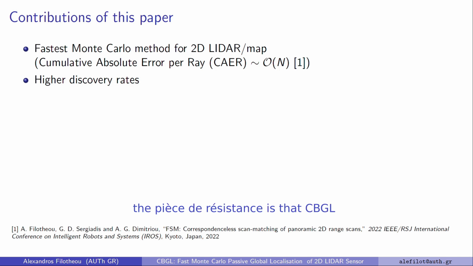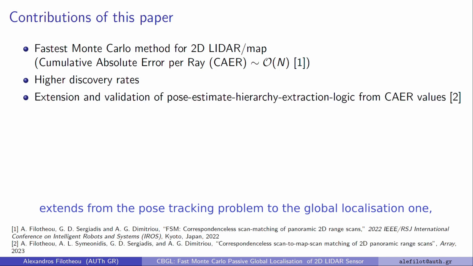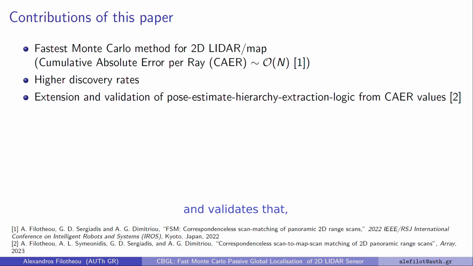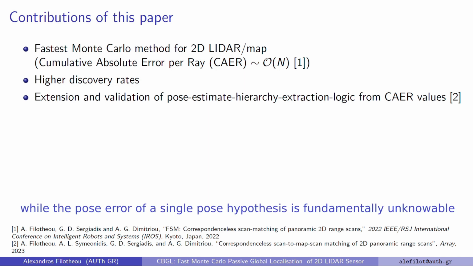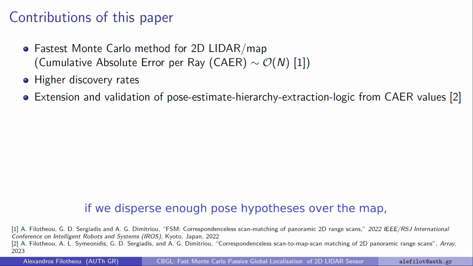The pièce de résistance is that CBGL extends from the pose tracking problem to the global localization one and validates that, given a dense enough pose hypothesis set, the cumulative absolute error per ray metric is able to estimate pose estimate error hierarchies solely by using one LiDAR measurement of the map. This is important because while the pose error of a single pose hypothesis is fundamentally unknowable, if we disperse enough pose hypotheses over the map, calculate their KR metric, and rank them by this value, the top of this hierarchy will include hypotheses in the neighborhood of the sensor's pose.